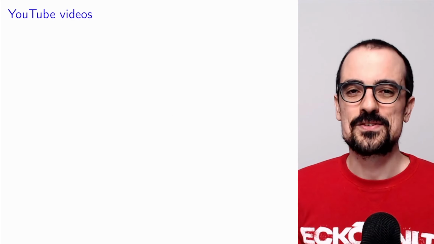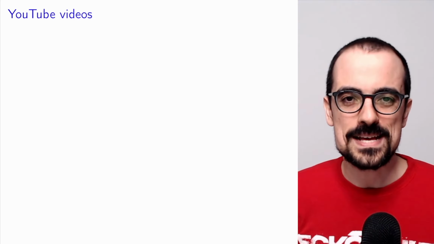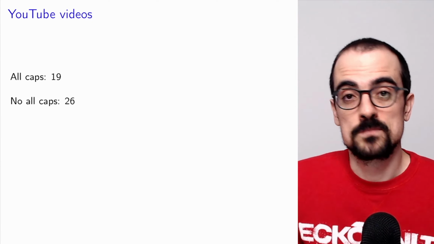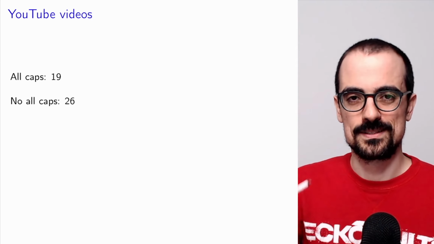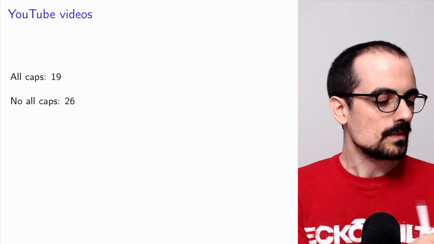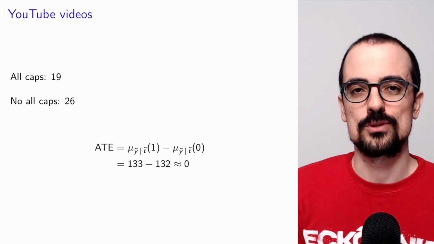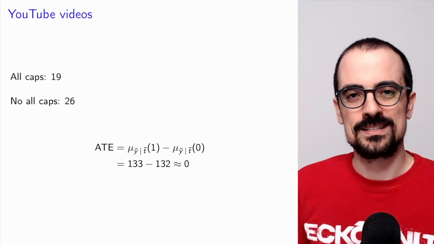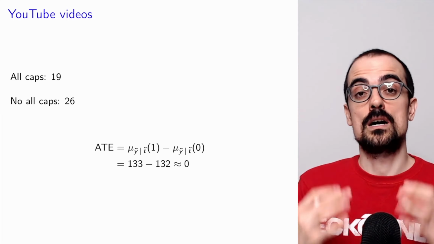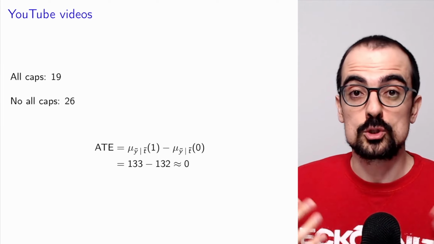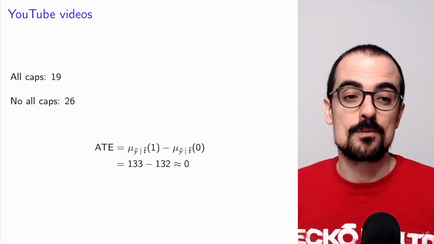I actually did this for my YouTube videos this semester. Randomly, I put 19 in all caps and 26 in no all caps. This was a random decision taken by a random coin flip in Google. And what I found out is that essentially the average treatment effect is 0. The means are really, really close. I can derive a conclusion about causal effect from this because I have randomized the treatment.